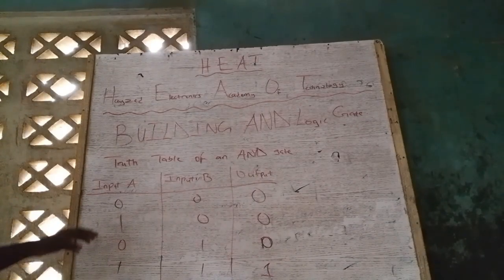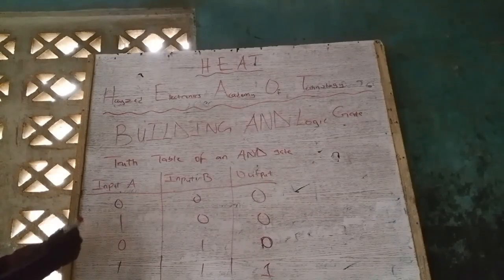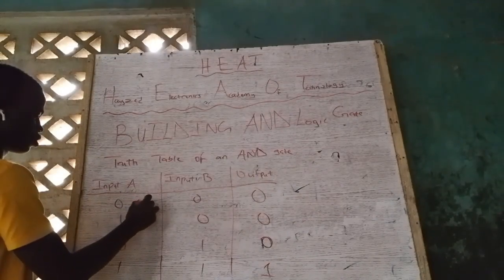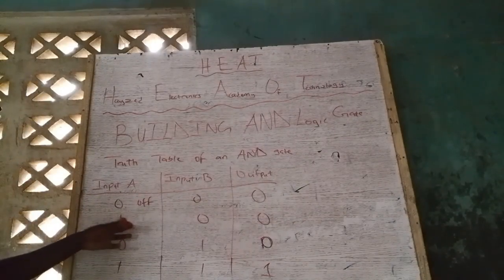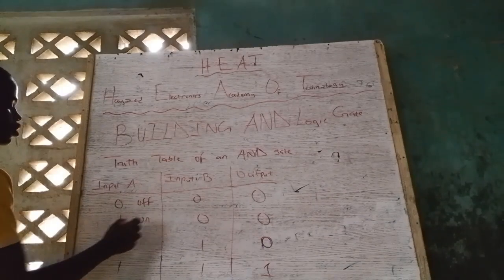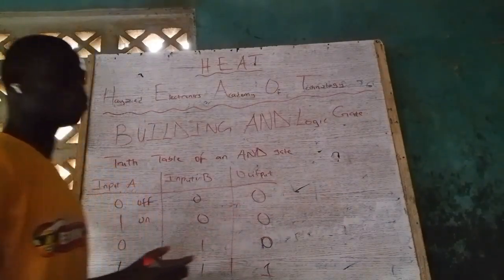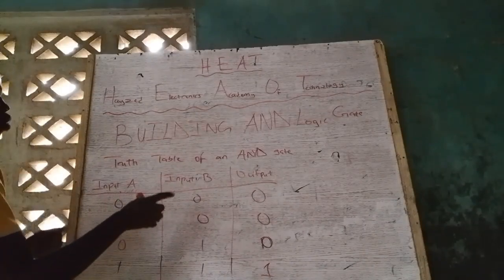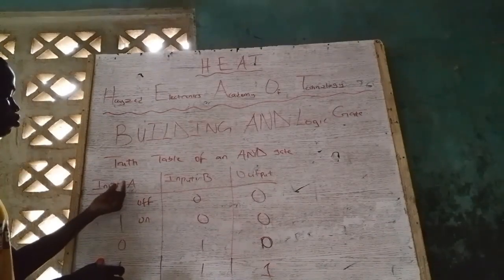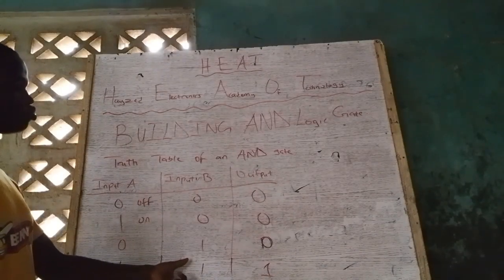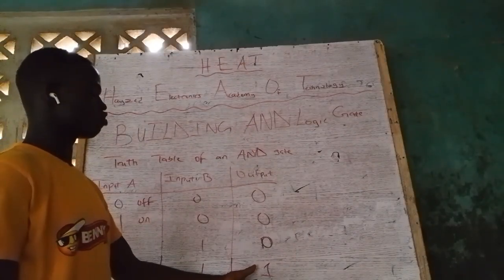But in electronics, 0 means off, while 1 means on. So it means that if you want to allow your output to be 1, you must turn on input A and turn on what? Input B before you can have an output of 1.